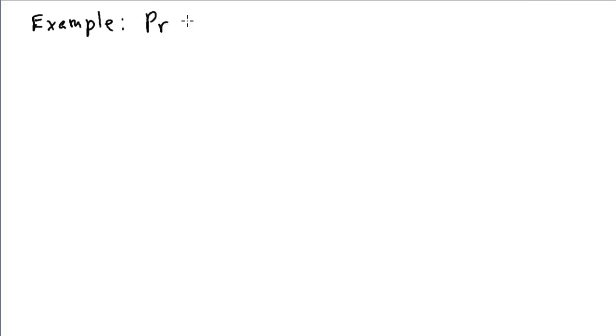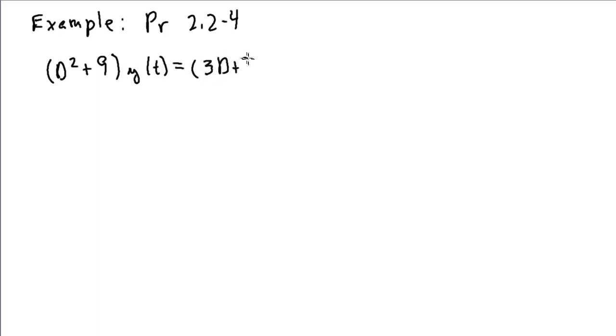Problem 2.2-4, and the shorthand notation, the operator notation representing the differential equation is D squared plus 9, y of t, is equal to 3D plus 2, x of t. Of course, you can see by inspection what the corresponding differential equation would be, I hope.